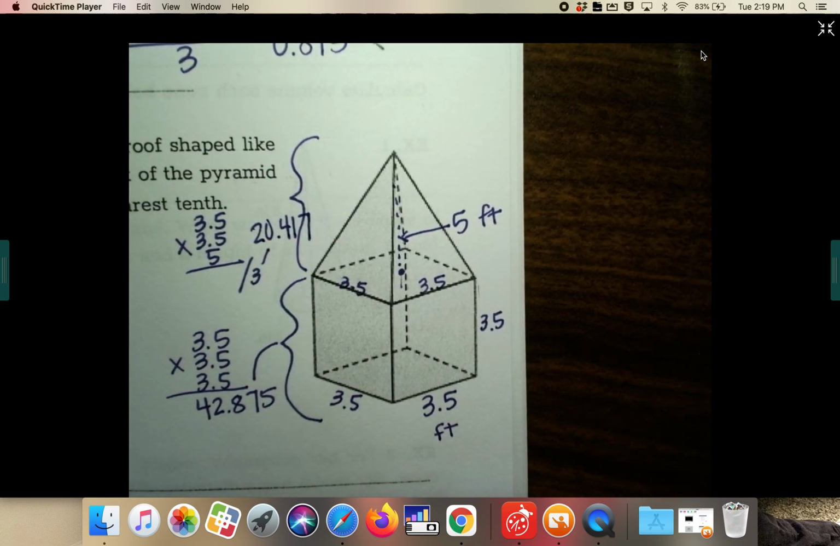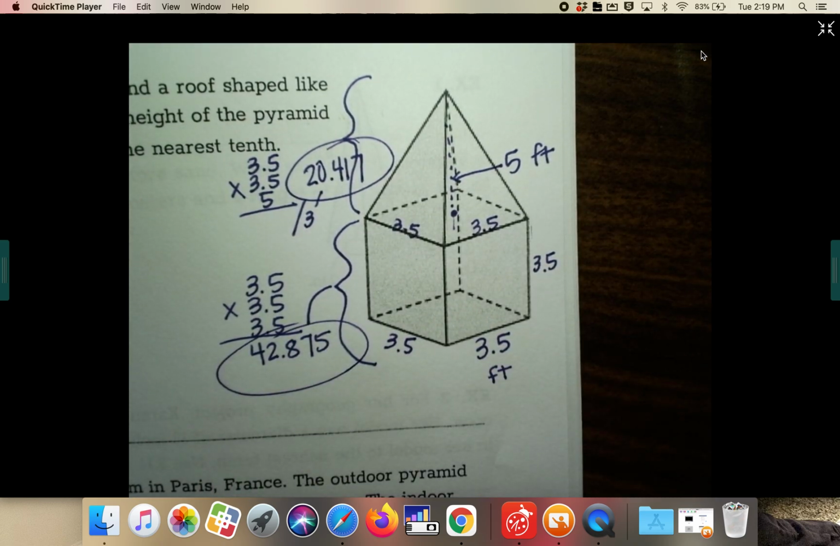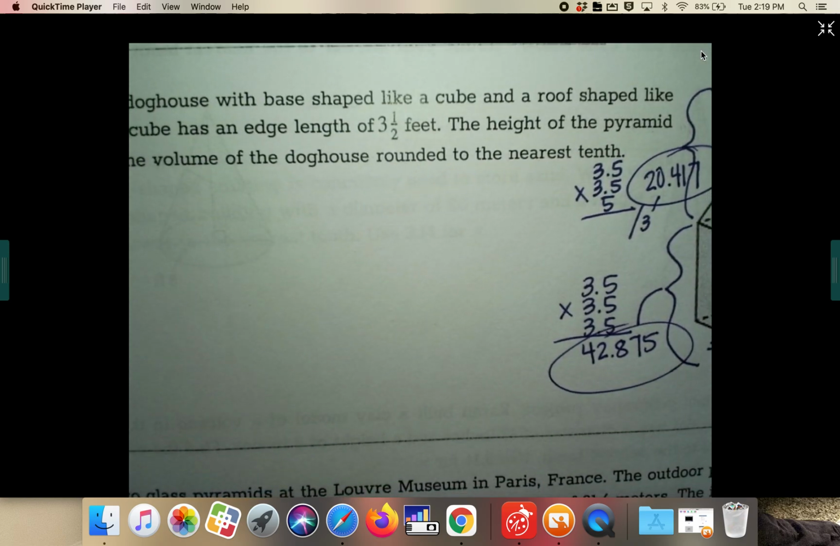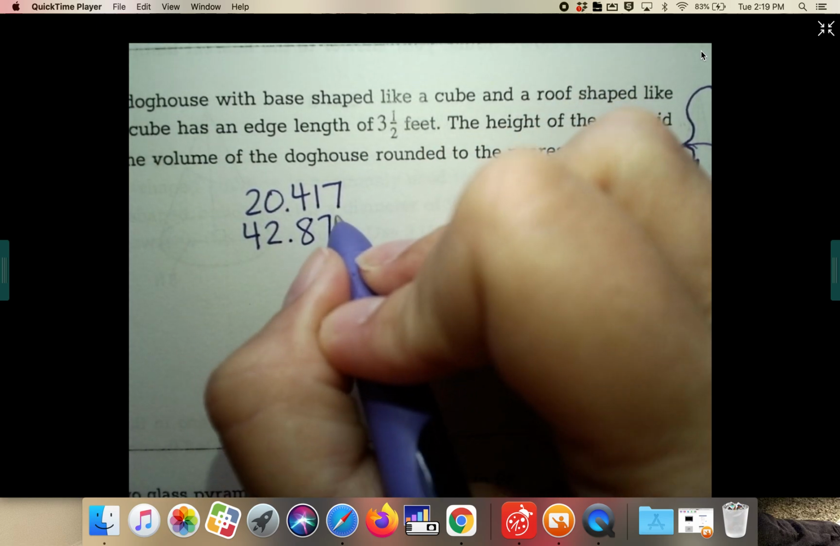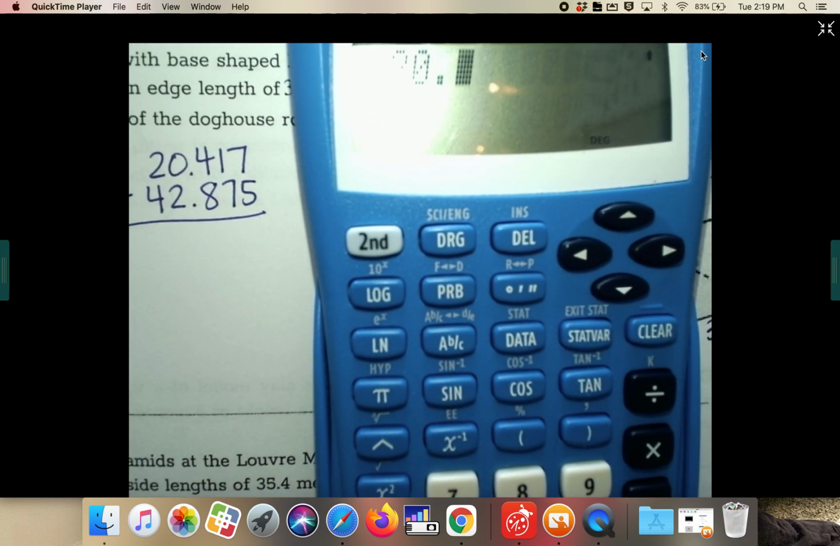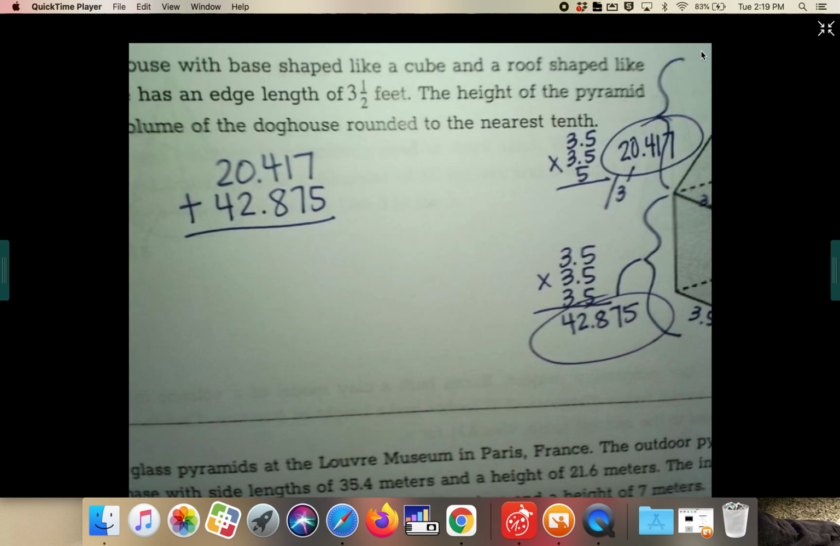Okay, now that we have the pyramid and the cube, we are going to add them together. So I'm going to find some space over here, and I'm going to add 20.417 and 42.875 together for the grand total. 20.417 plus 42.875 equals 63.292.